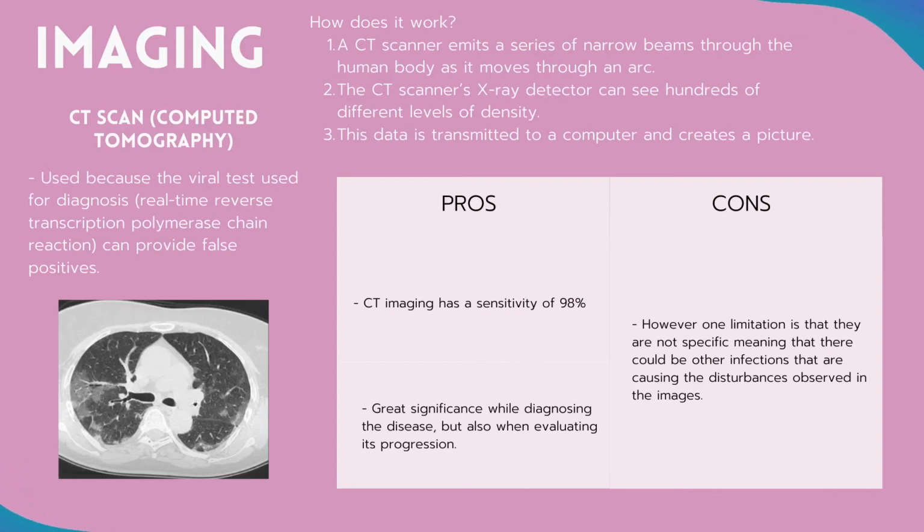So, how does it work? First, a CT scanner emits a series of narrow beams through the human body as it moves through an arc. Then, the CT scanner's X-ray detector can see hundreds of different levels of density. This data is transmitted to a computer and creates a picture.